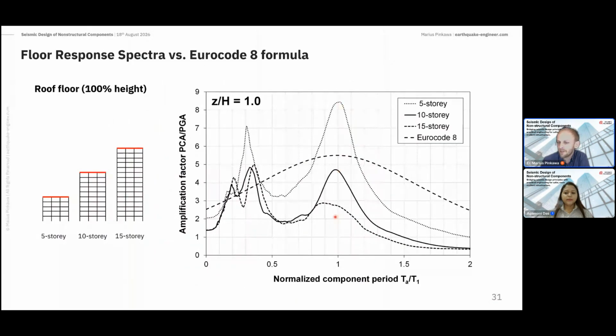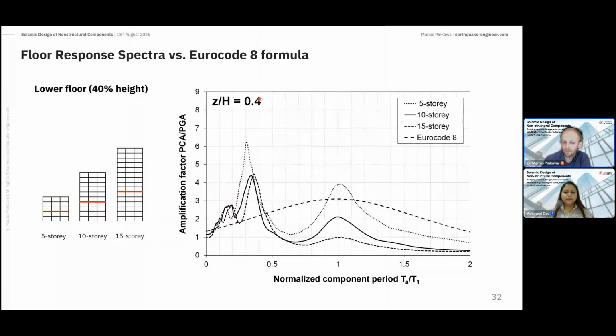So it's a very generic approach, but reality is not as generic, and the influence of dynamic characteristics is very critical and very relevant. A further aspect I want to show is resonance with higher modes. And especially for lower floors, this is now at 40% of the building height, you see that the resonance effect with the higher modes, like the second mode or the third mode, is even more important than resonance with the first mode. And you see that this is totally neglected in the Eurocode 8 approach.